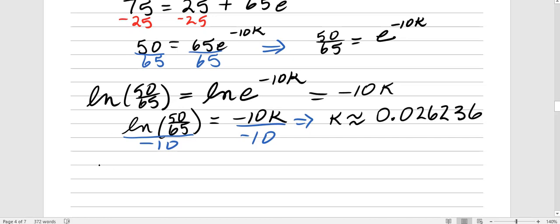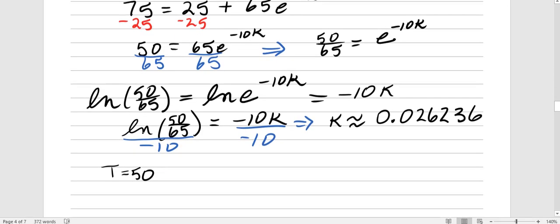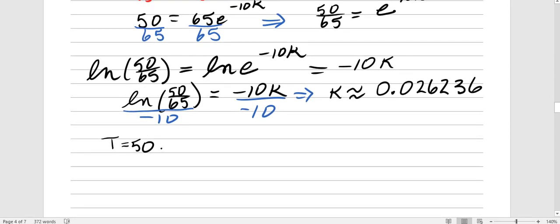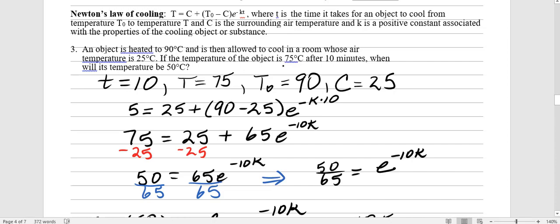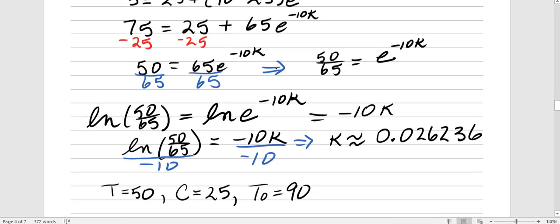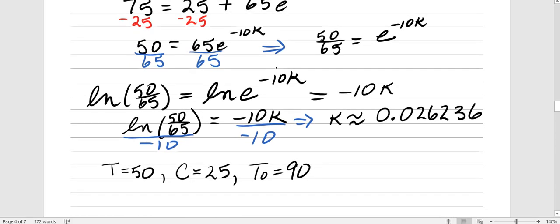So in other words, capital T is now 50. And remember, little t is what I'm trying to find. The surrounding medium is still 25. The initial temperature is still that 90 degrees that the object was heated to, and the surrounding air temperature is 25, and my K, of course, is what I just found. And I'm trying to find T.